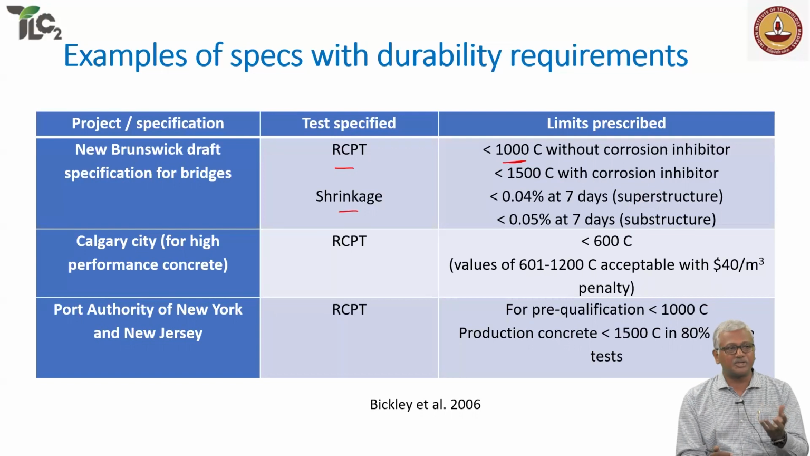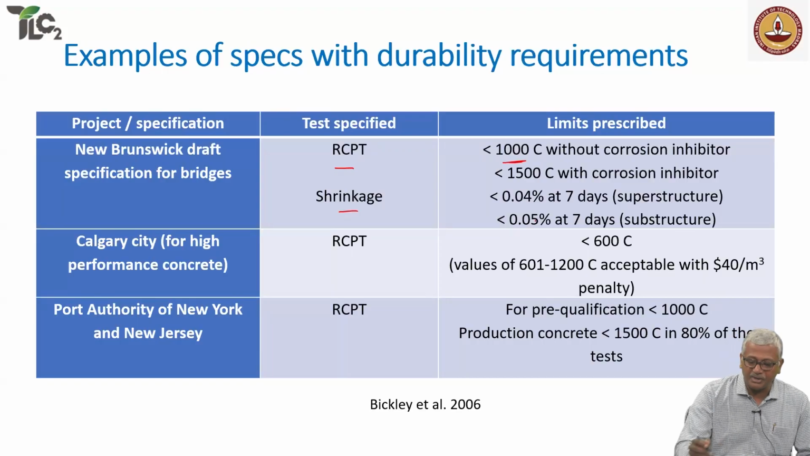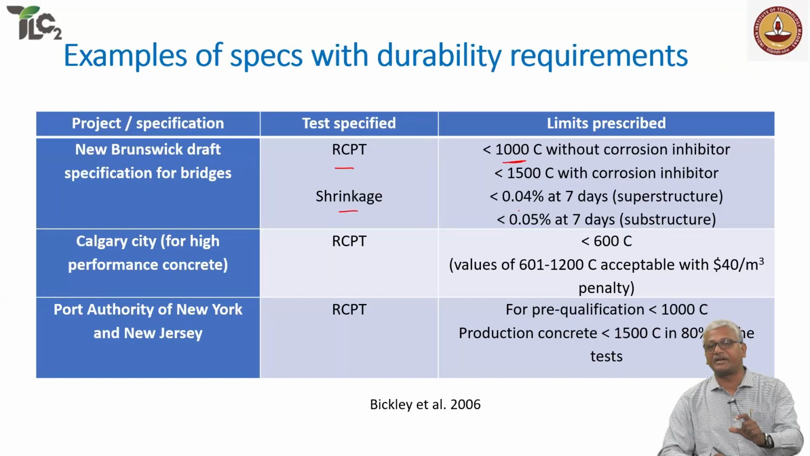It's not that threshold is a big risk to take. Here the aspect that you need to address is the fact that you are increasing the ionic conductivity, which increases the charge passage through the concrete. Now in terms of shrinkage, it says 0.04% is the limit for superstructure, 0.05% for substructure, and this is again specified at a particular age, 7 days. Okay, so this was used as a performance parameter.